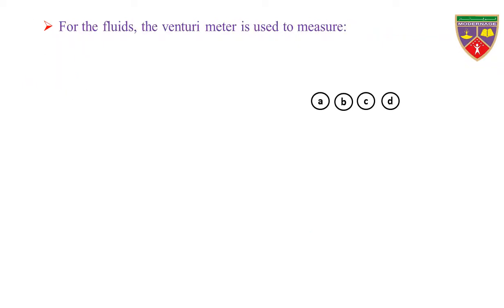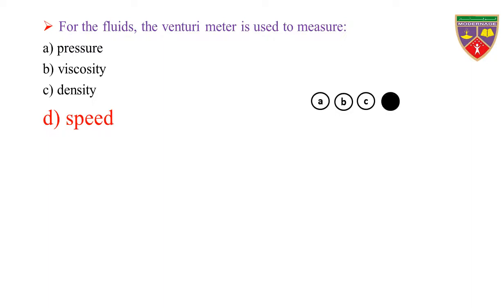For fluids, the venturimeter is used to measure: option A, pressure; option B, viscosity; option C, density; option D, speed. The key is speed. Therefore, the correct option is D.